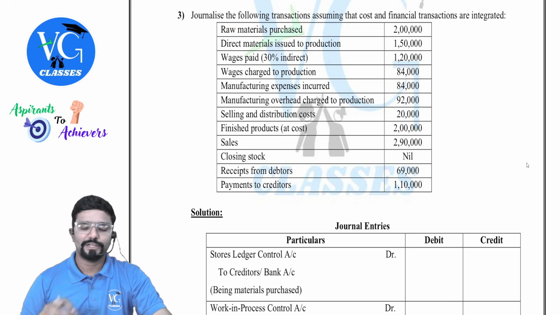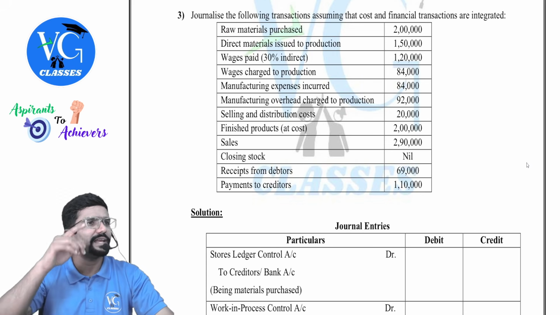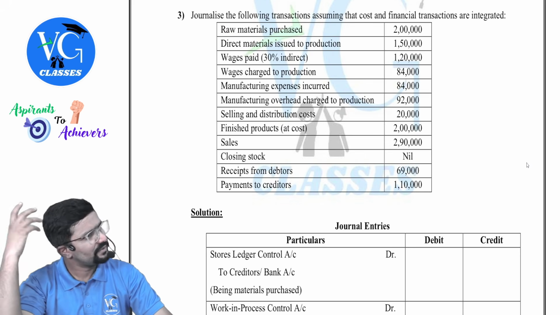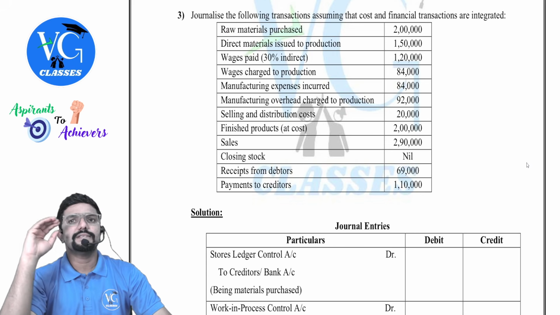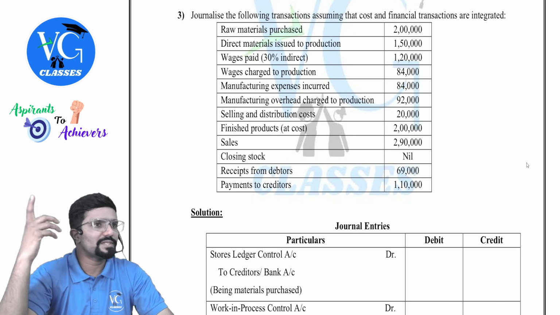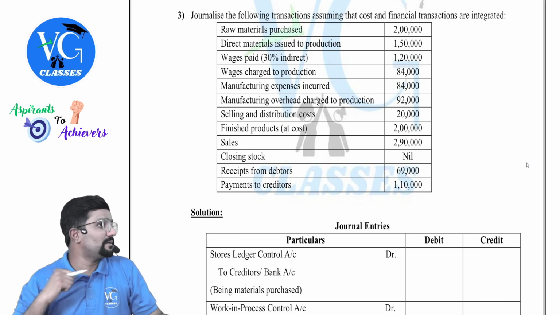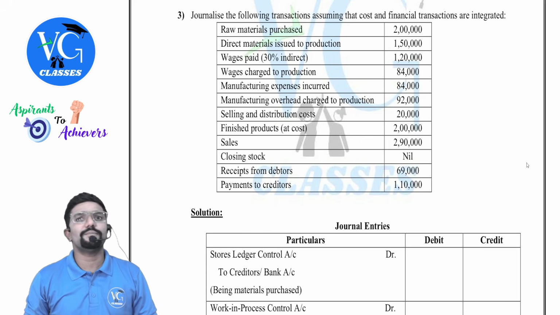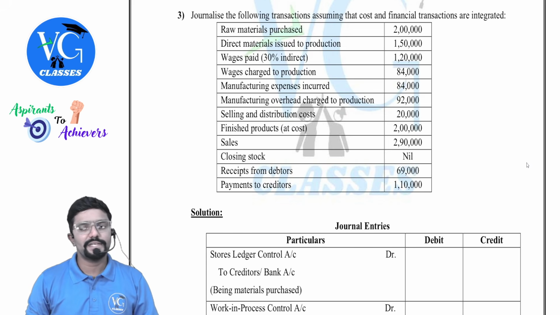So accordingly, you have to pass the journal entry. There is nothing wrong if you use bank or debtors for sales. Even for purchases, can I use bank or creditors? Yes, you can use, especially when it is not clearly given, because it can be partly cash, partly credit also. So, journal entries under integrated.